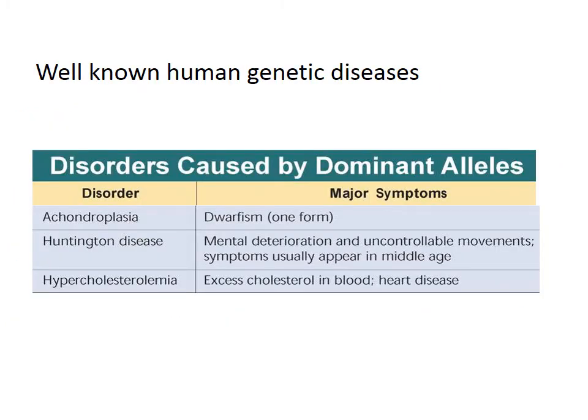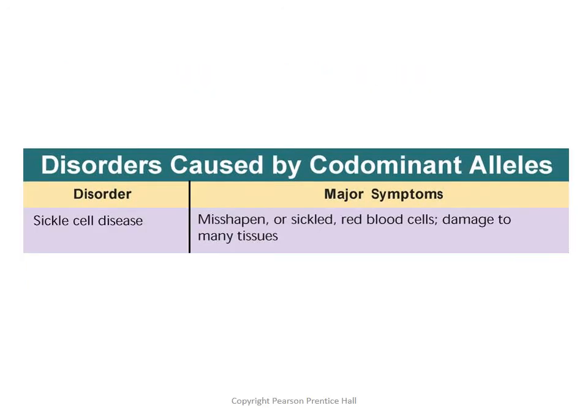And here's a couple of charts of some well-known human diseases, and you are expected to know the name of the disorder and whether or not it's dominant or recessive, and what the symptoms are of it. So achondroplasia, that's a dominant disorder, and it's one form of dwarfism. Huntington's disease, we already talked about. I'm not going to ask you about hypercholesterolemia. Okay. Now, sickle cell is a codominant disorder, and you get damage to your tissues, and you have sickled red blood cells.